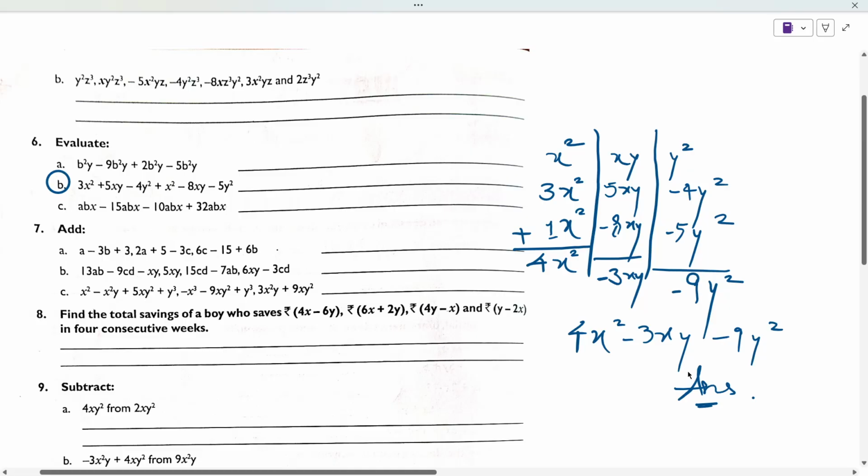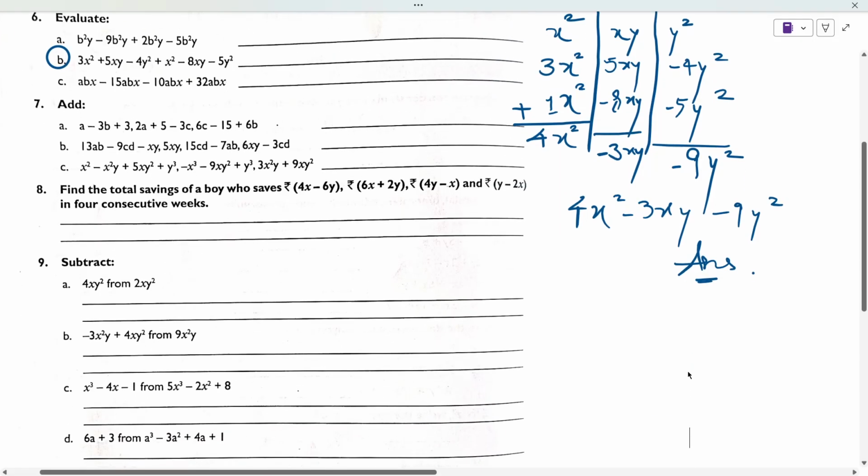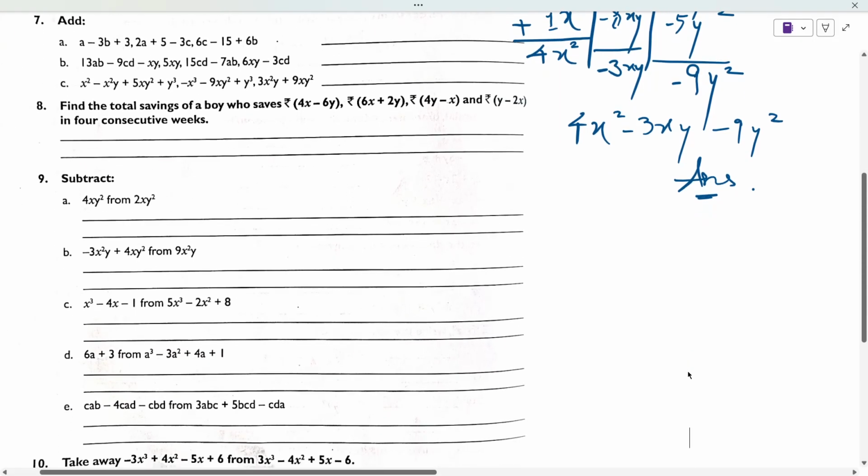So next, if we see, we are having question number 7, which is about addition of algebraic expressions. This in the first part says a minus 3b plus 3. The second expression is 2a plus 5 minus 3c. And the third one is 6c minus 15 plus 6b. So as we all know, the like terms can be added or subtracted. So let us start.